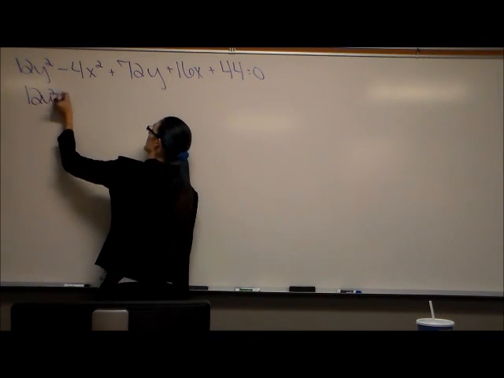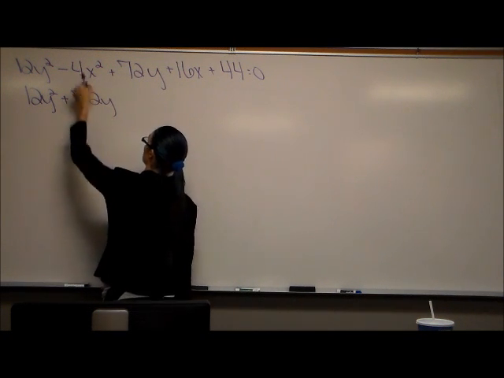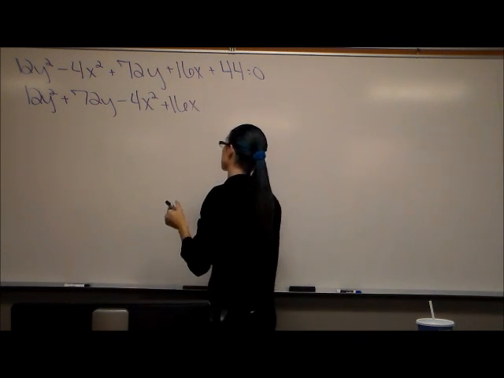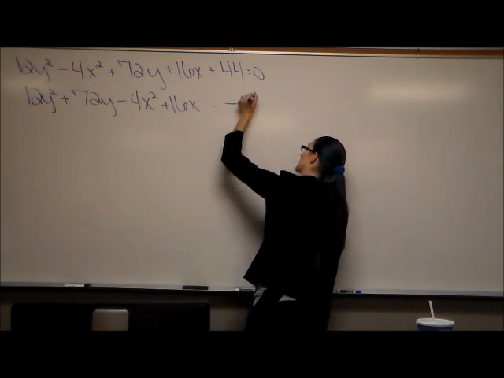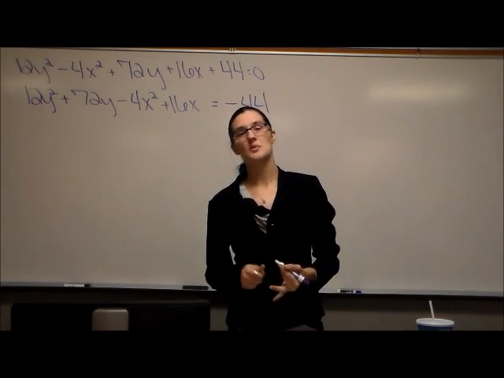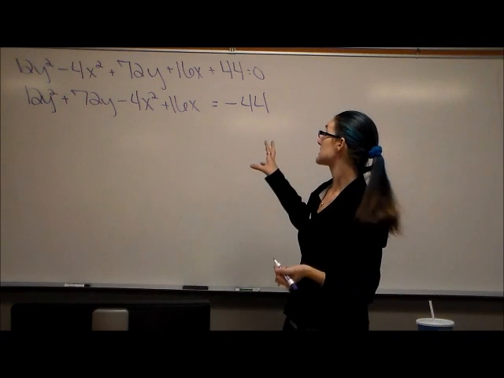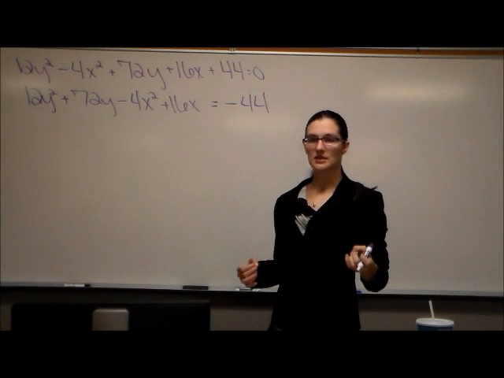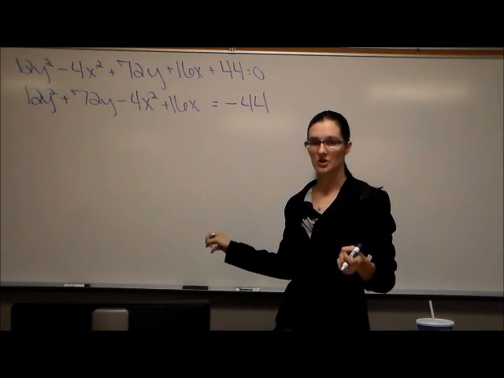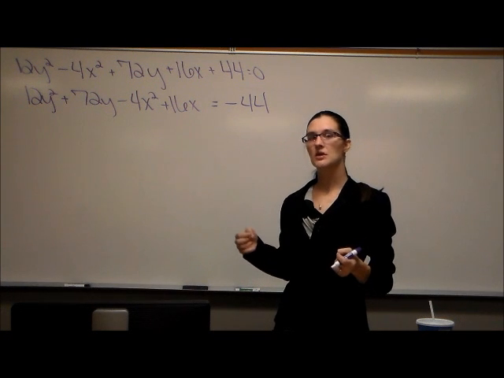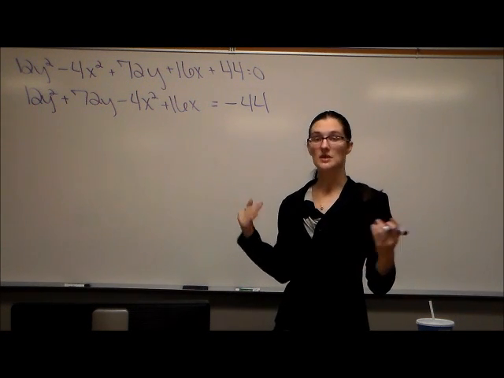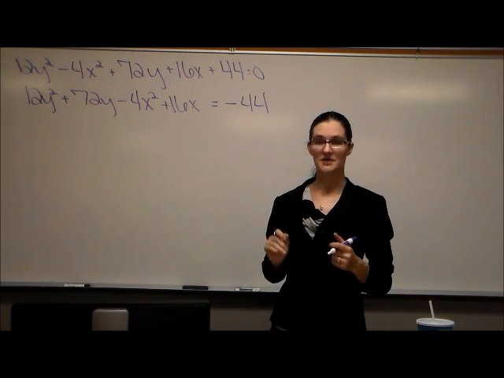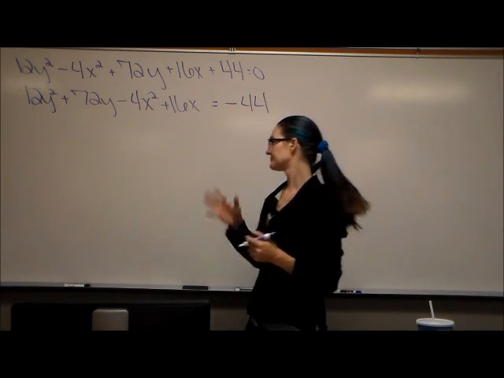12y squared plus 72y. Group your x's together, minus 4x squared plus 16x, and move your 44 to the other side. You do always want the square term in front of the not square term. You can't put the 16x in front, so keep it in the right order. Okay. Next thing we have to do is, in order to complete the square, the coefficient for every x squared term, or y squared term, must be 1. If they're the same, you can divide by that number and get rid of it completely. Here you got a 12 and a negative 4. Since they're different, we're just going to factor them out.